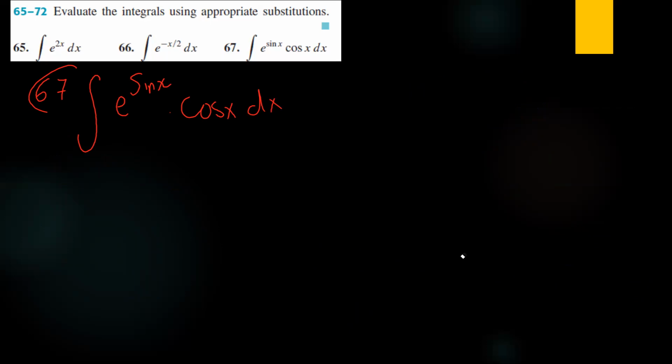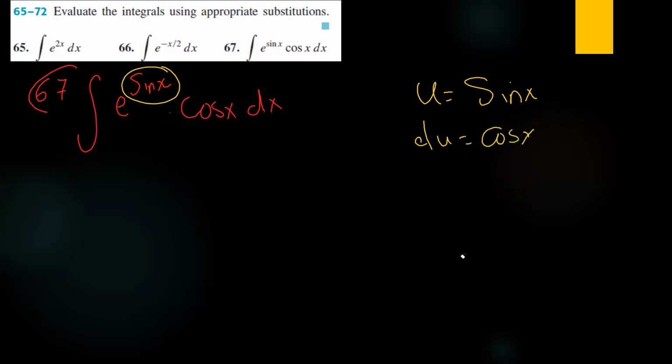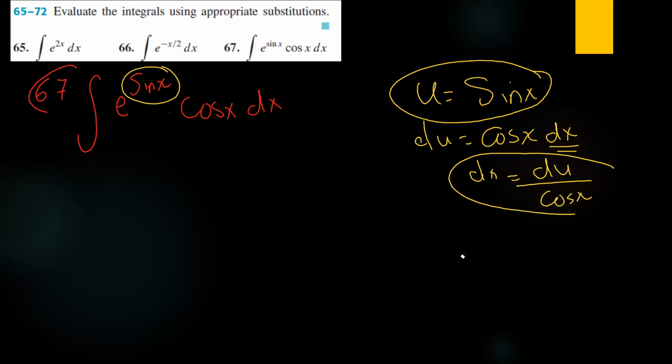Now, this is u. So, let's say that is u, if u is sine x, so du will be, what is the derivation of sine? Cosine x. du equals cosine x dx. As I told you, I now need to find dx, which is du over cosine x. So two things: you have to evaluate u and you have to find dx.